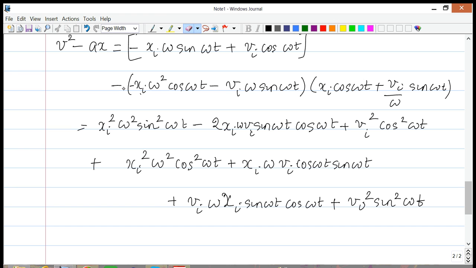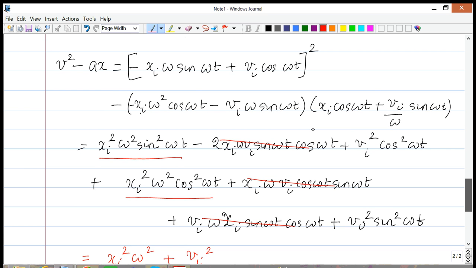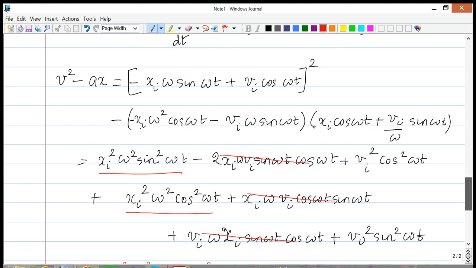Now let's try to combine terms together. The first thing is that you'll see that this term and this term are similar. There's a sine square and this is cosine square, the coefficients are the same, so the first term I'm going to write as simply xi square times omega square, because the cosine square plus sine square is equal to 1. Now the second term, this 2 xi omega, all this, this will cancel this and this, and then we're left with the third term, which is equal to plus vi square. So those are the terms that we are left with, but we have a problem.